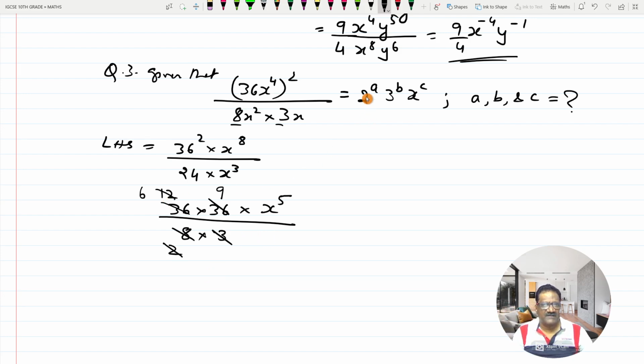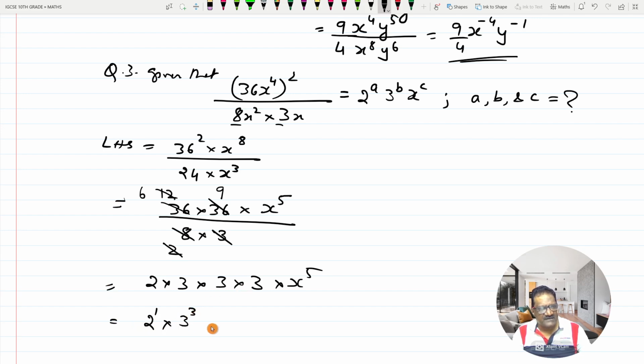But I want it in the form of 2 and 3, right? So this 6 can I write as 2 into 3? This 9 can I write as 3 into 3? 9, and then this x raised to 5. Okay, so I'm getting this now. So this is all my left hand side. So my left hand side can now be written as 2 raised to 1 times 3 raised to 3 times x raised to 5.